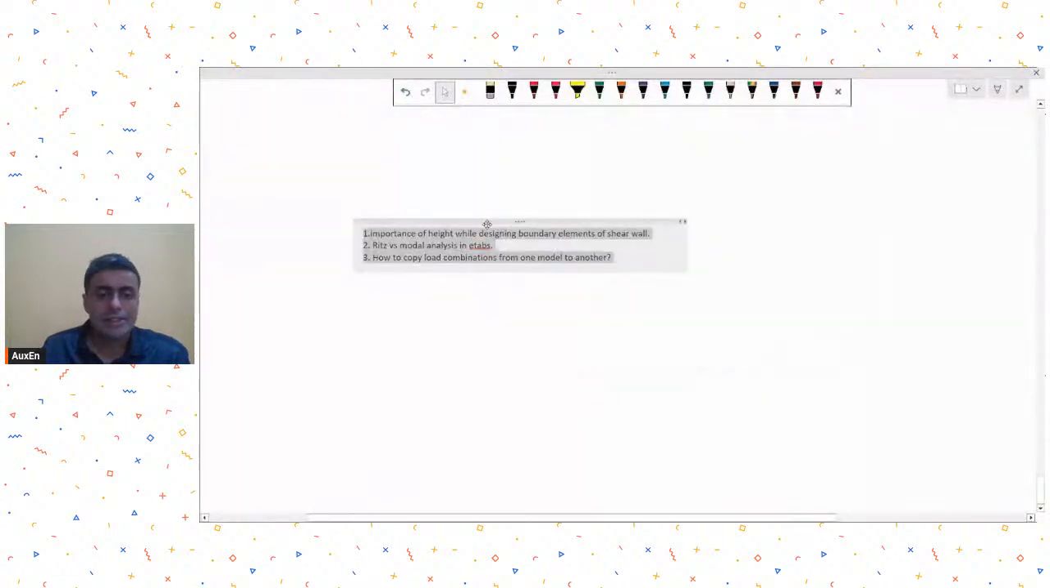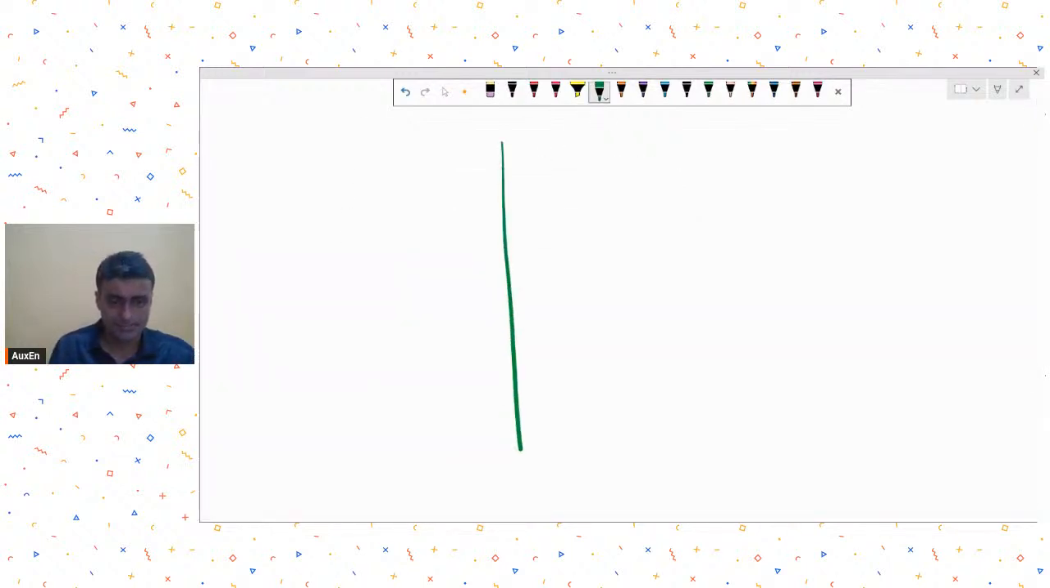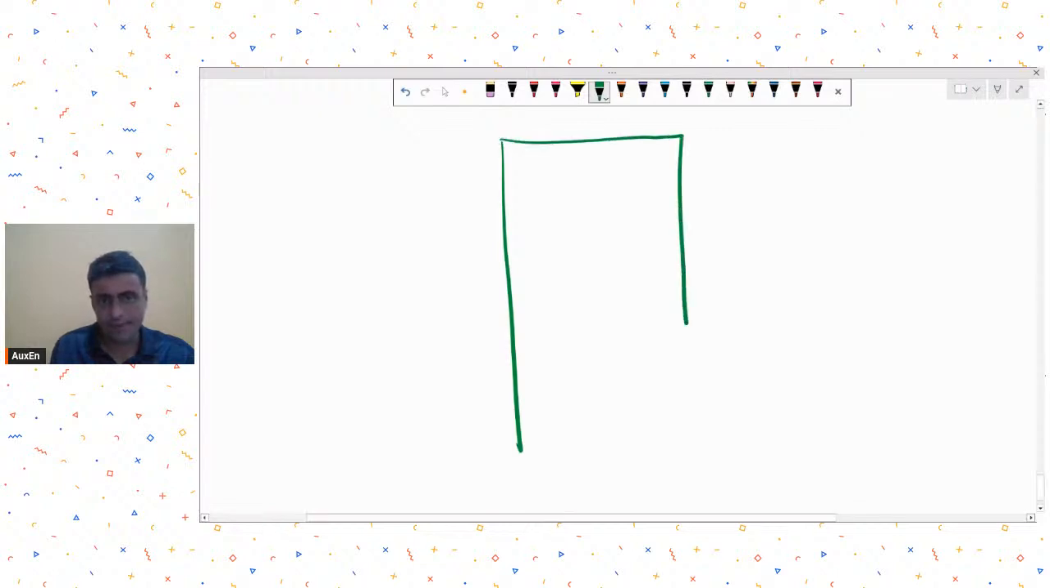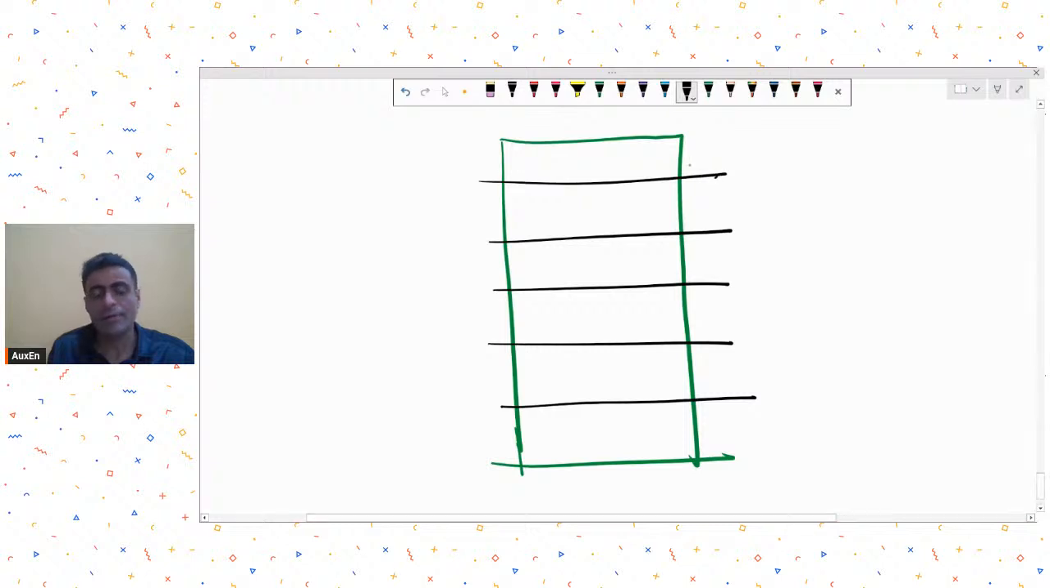So Mr. Alek is asking about the importance of height while designing boundary limits of a shear wall. I think what he is asking is, let's say if I were to draw an elevation of this shear wall, this was the elevation of a shear wall, and these were the different story levels. And of course, the shear wall is continuing through the entire building height.